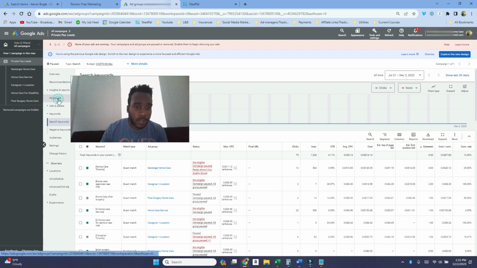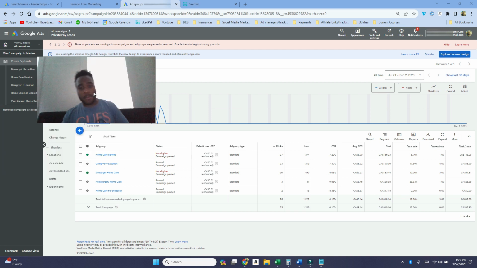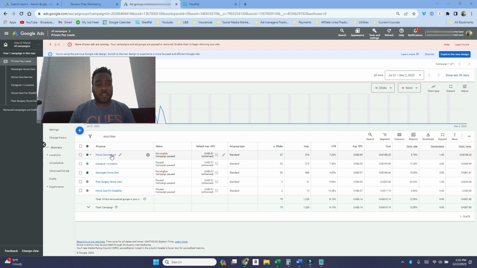And I first look at the ad group to get a high level overview of how each specific theme is performing. So if you remember from a lot of my videos, I discuss you want to make your ad group as tightly knit themed as possible. So here I have the home care service. So this is just general home care terms, locations, geo targets, and then specific services, like post surgery and home care for disability.